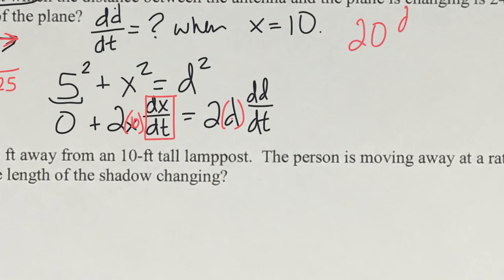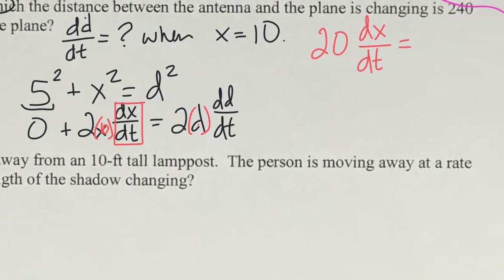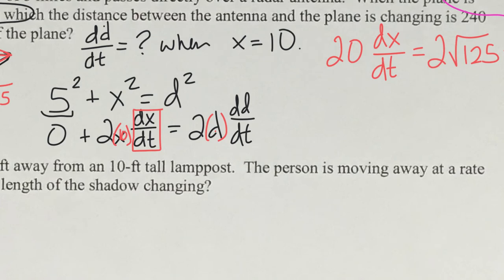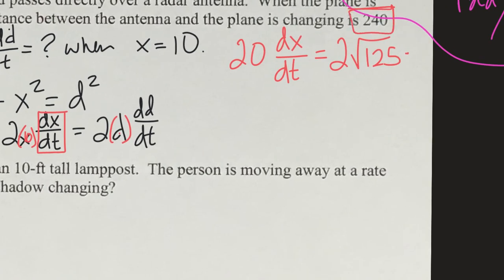So 20 dx dt, right? 2 times 10 is 20, equals 2 times root 125 times dd dt, right? The rate the distance is changing, and that is 240. 240 is the rate that the distance is changing. So our dd dt is 240. So let's divide both sides by 20, and I think we're done.